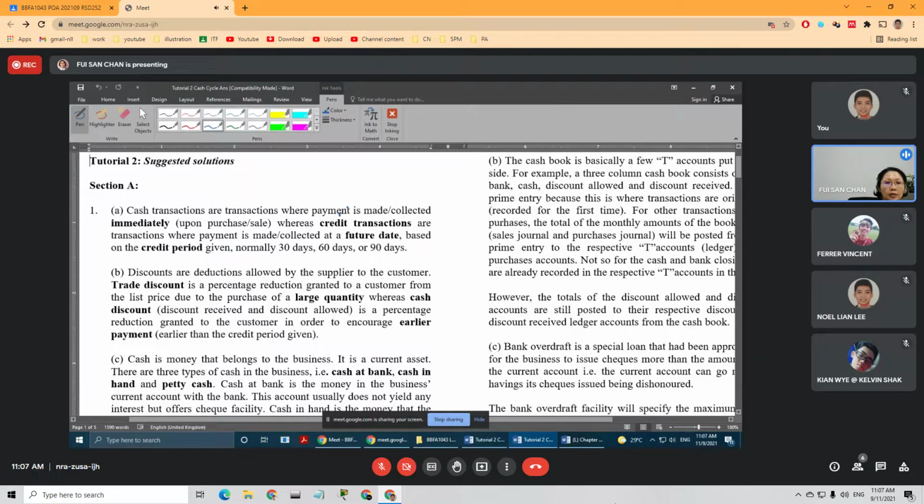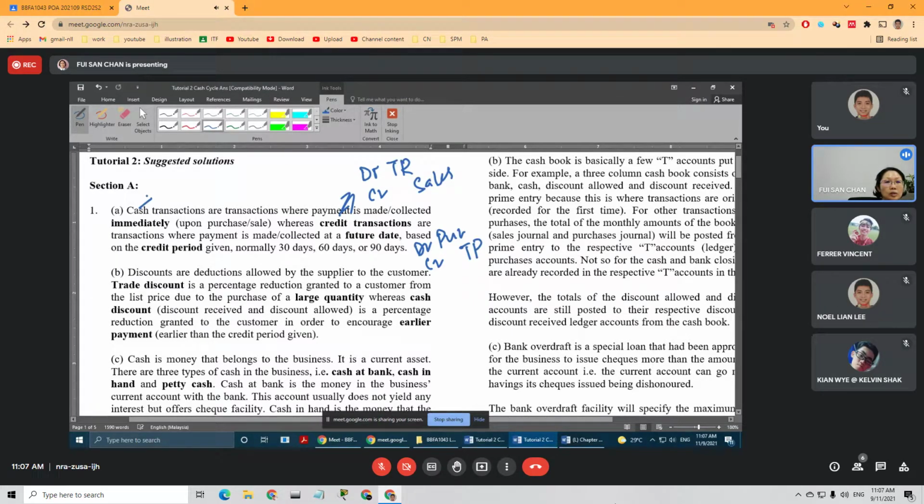So let's say it's a credit transaction. For a credit sales transaction, normally you debit the trade receivable and credit your sales. Now, what happens with purchases? Purchases will be the other way round. You debit your purchases account and credit trade payable. Correct? So this one is credit sales, this one is credit purchases.